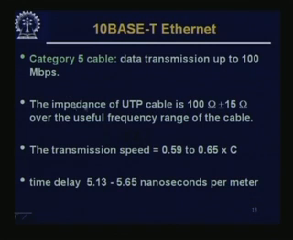The impedance of UTP cable is about 100 ohm, give or take another 15 ohms over the useful frequency range of the cable. The transmission speed is about 0.6 to 0.65 multiplied by C. So, it is about 2 into 10 to the power 8 meters per second. Time delay is about 5 nanoseconds per meter.